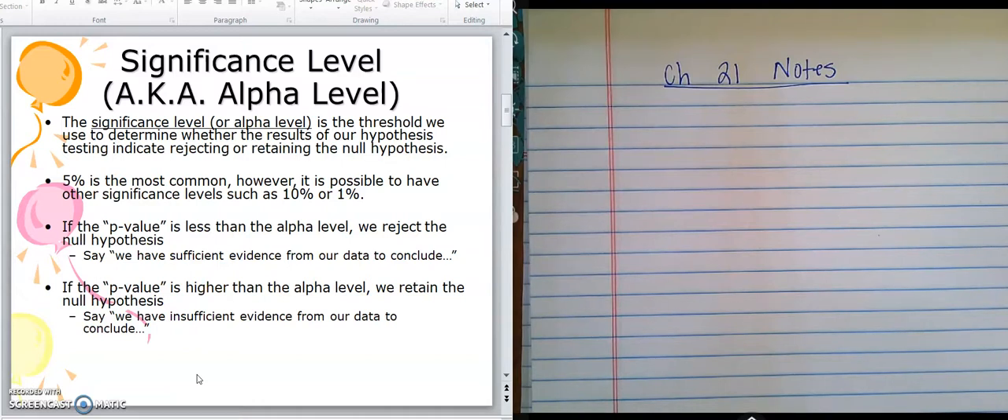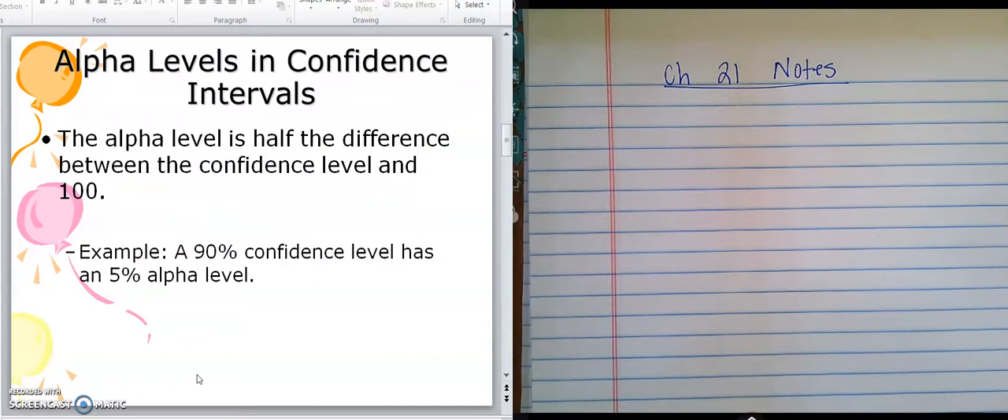So your p-value, like I said, if it's less than your alpha level, we reject the null. If your p-value is higher than your alpha level, we are going to retain the null. Make sure you state that correctly, how we practiced in the last chapter. So when you're dealing with confidence intervals, your alpha level is half of the difference between your confidence level and 100. So for instance, if we're doing a 90% confidence level, it has a 5% alpha level.